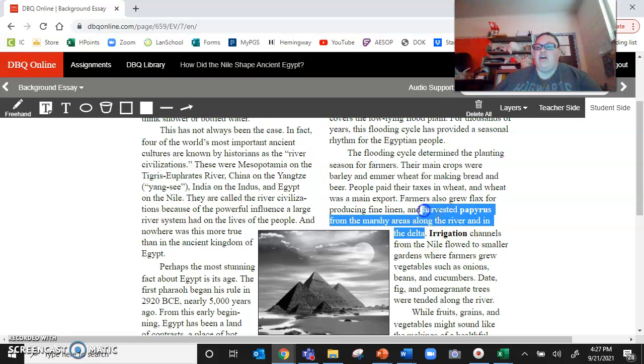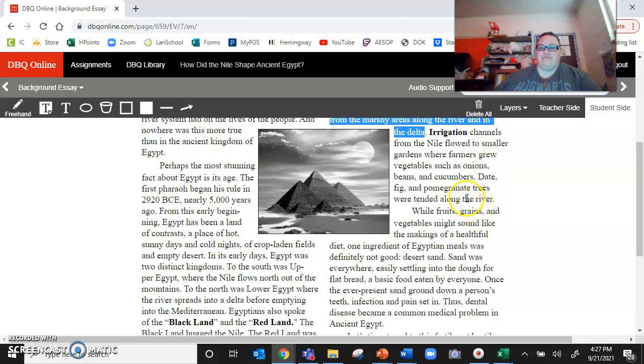So, if they harvested papyrus, then we know that papyrus must be awesome. Where did that plant grow? There's your answer. Go ahead and write the definition down. Continuing on, irrigation channels from the, here's one of our vocabulary words. Irrigation channels from the Nile flow to smaller gardens where farmers grew vegetables such as onions, beans, and cucumbers. Date and fig and pomegranate trees were tended along the river.